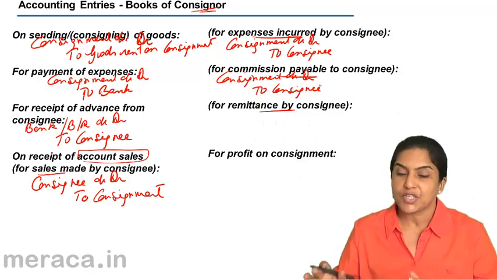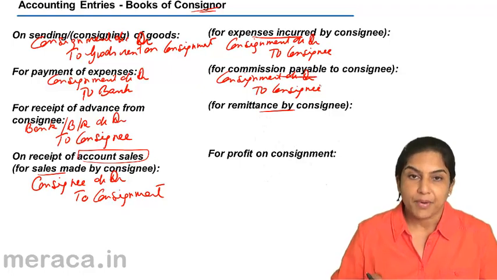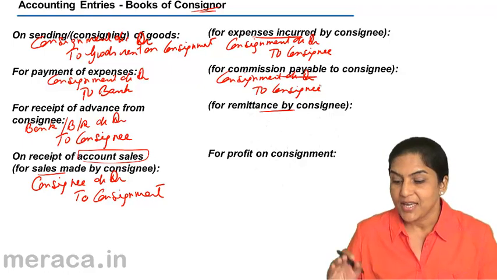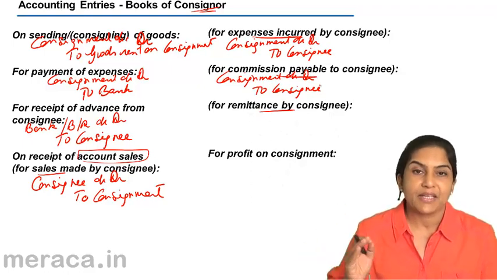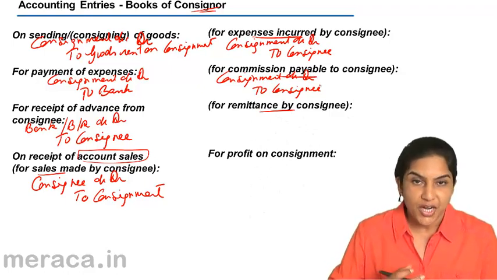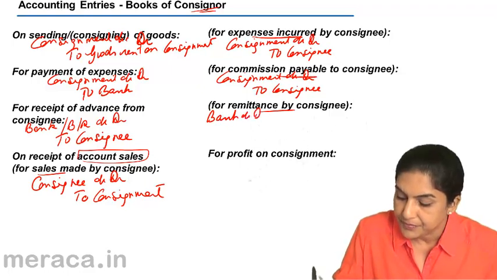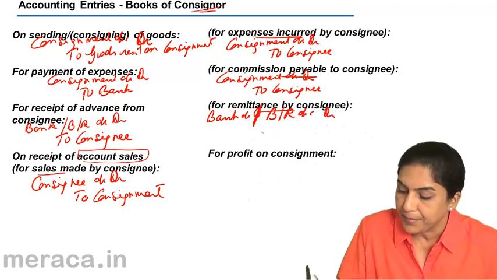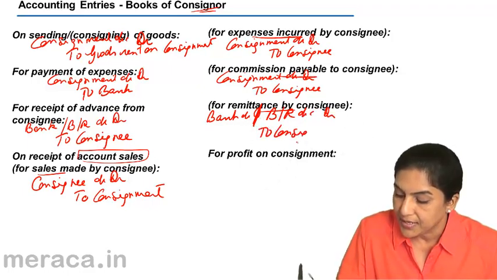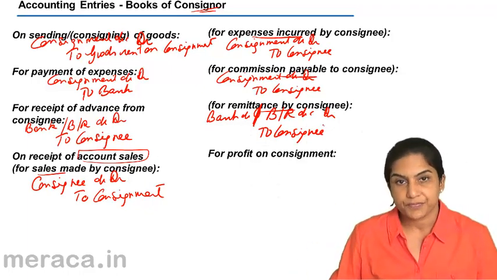Since all the sale proceeds are actually lying with the consignee, this amount less the expenses and the commission which are payable to the consignee, the balance amount should be remitted by the consignee to the consignor. The remittance may be in the form of a check or a bill. So it could be bank account debit, or let us say bills receivable account debit to consignee, since the consignor receives a check or a bill of exchange.